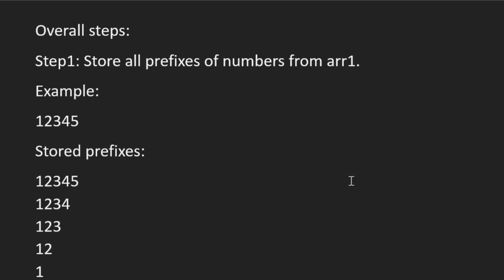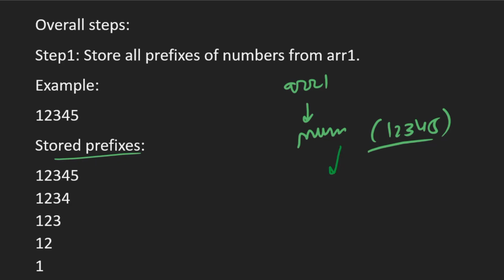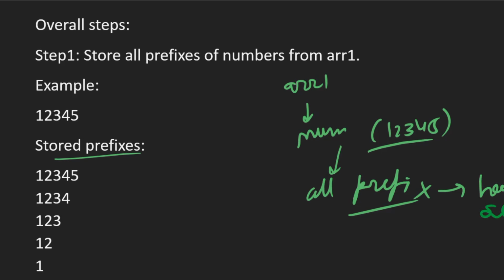So if you see our overall steps, first of all we take a number from array 1, let's say the number is 1 2 3 4 5. Then we store all prefixes of that number in our hash set. And this we do for all the numbers in array 1.